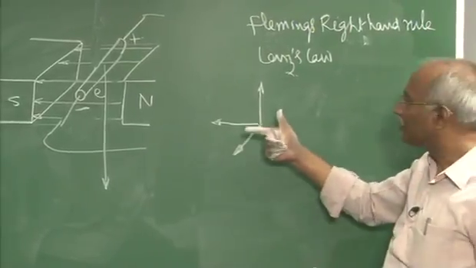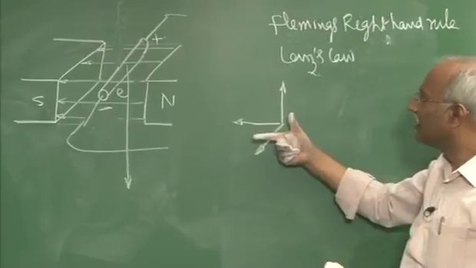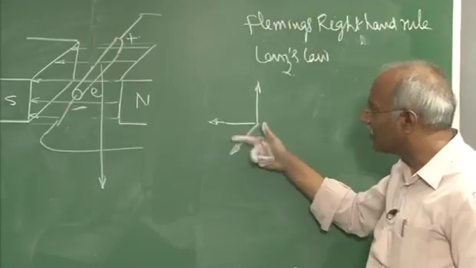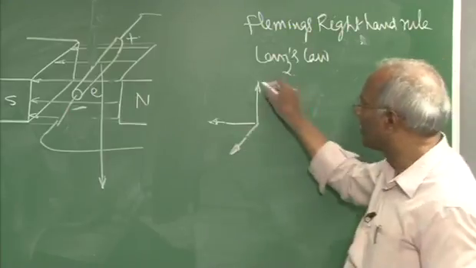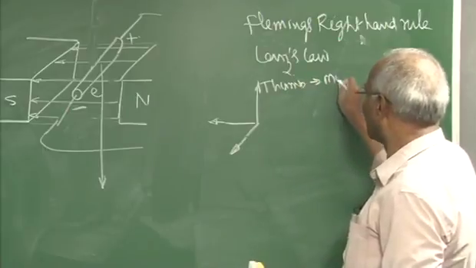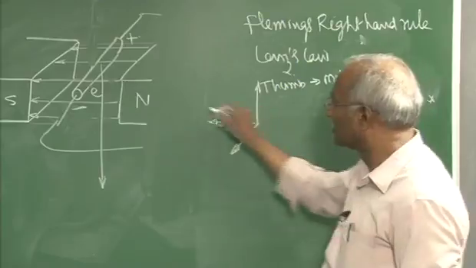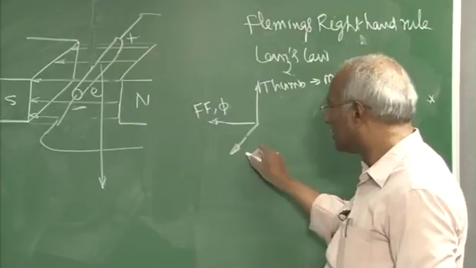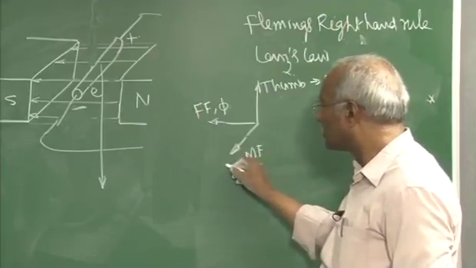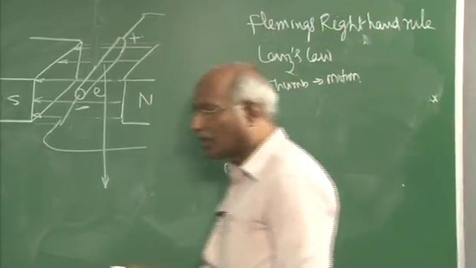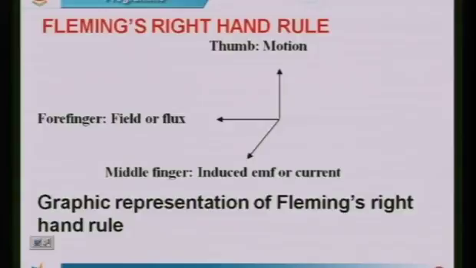So this is nothing but the schematic representation. This is the thumb, this is the forefinger, and this is the middle finger. The thumb shows the direction of motion. This is the forefinger showing the direction of the field or the flux. This is the middle finger showing the direction of the induced EMF, or it can be current also. And that is what has been shown here. This is the graphic or schematic representation of Fleming's right hand rule.